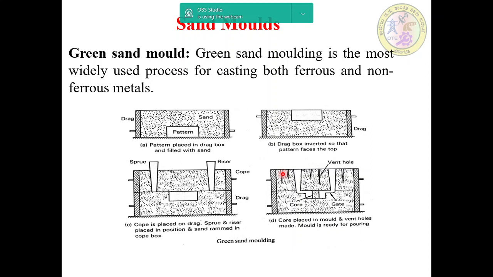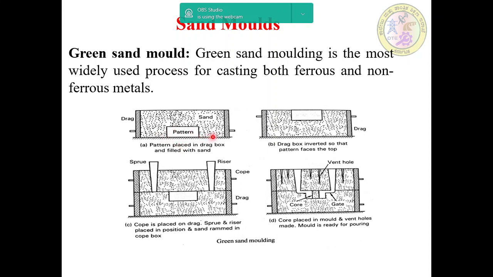The green sand mold is a widely used process for casting both ferrous as well as non-ferrous metals. The procedure for making the green sand mold is very important because in the lab also you can use the same procedure for making the mold cavity. These are the basic steps required in making a green sand mold.